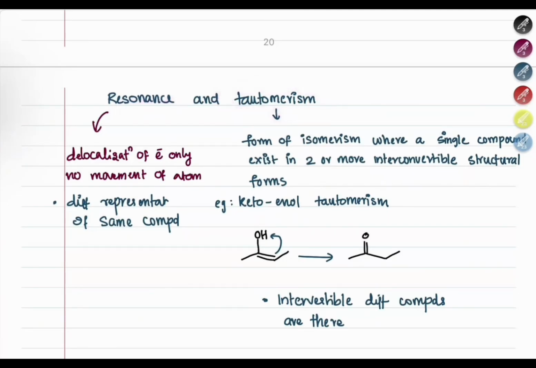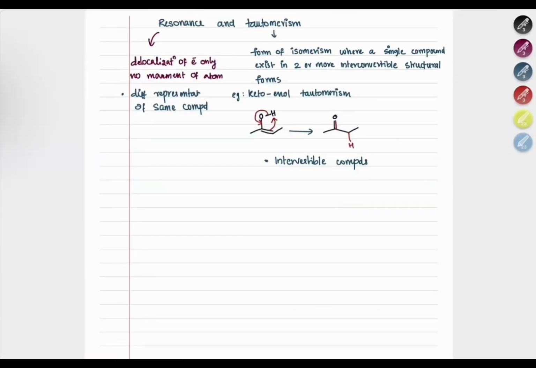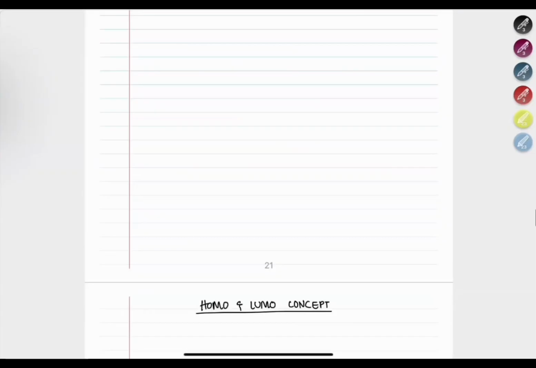Okay. One example is keto-enol tautomerism. So here, if both a hydroxy group and a double bond are on the same carbon, the bonding electrons between oxygen and hydrogen can move between oxygen and carbon. In this case, we will get a double bond between oxygen and carbon, and the hydrogen will move to this carbon. This is an example of tautomers. So this is tautomerism. Now we will move to the HOMO-LUMO concept in organic chemistry.